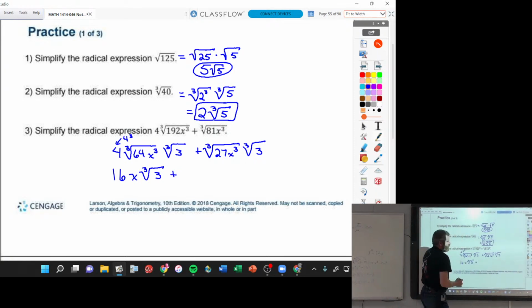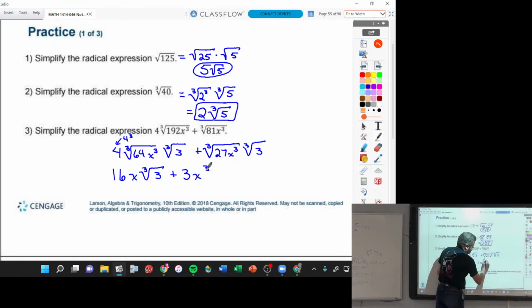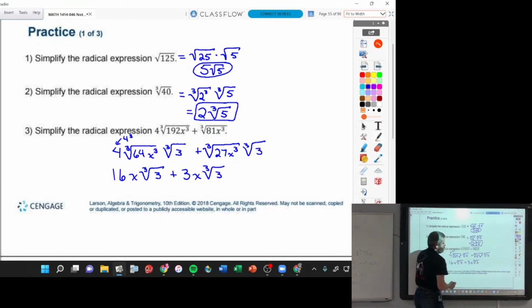The cube root of 27 is 3, so there's the 3 out front, and the cube root of x cubed is x. And here's my cube root of 3.